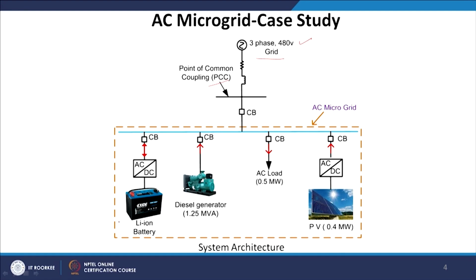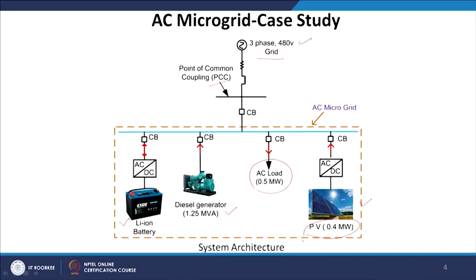Now, we do have a battery, and then we have a diesel generator, then we have PV, and we have a load. This system does not necessarily have to be of this rating always, but as a case study we have chosen the load to be 0.5 megawatt, the PV capable of delivering 0.4 megawatt, the diesel generator of 1.25 MVA maximum rating, and the battery of 0.5 megawatt maximum.